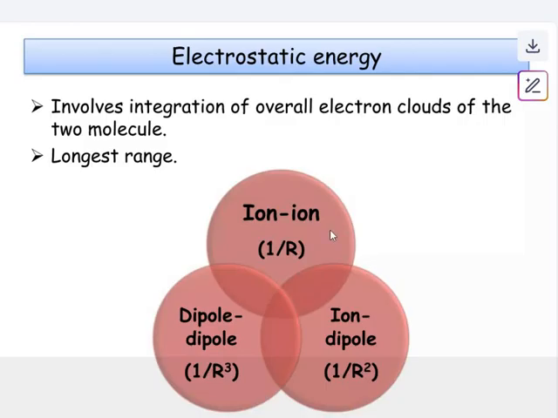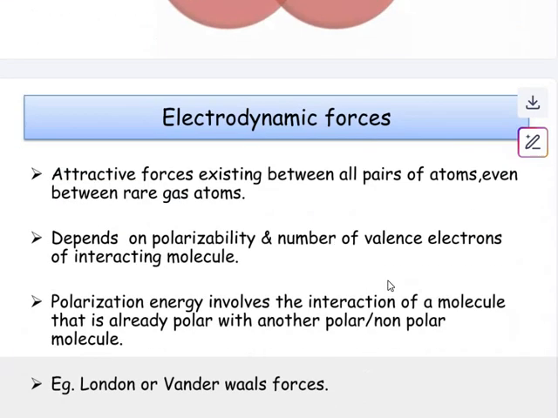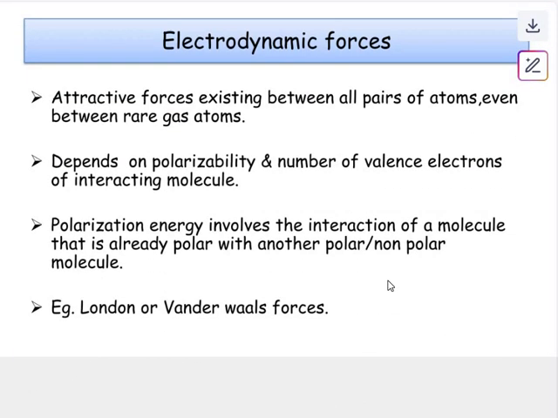Longest range: you can see ion 1 by r, dipole 1 by r cube, ion-dipole 1 by r square. This is the electrostatic energy. Electrodynamic forces are attractive forces existing between all pairs of atoms, even between rare gas atoms, depending on polarizability and the number of valence electrons of the interacting molecules.